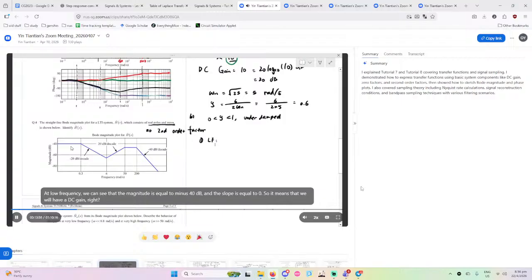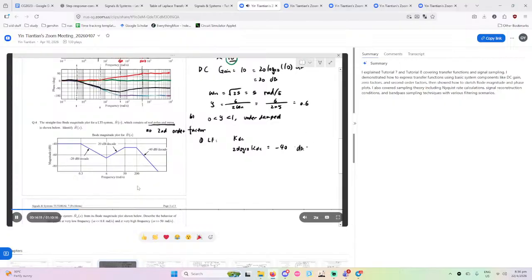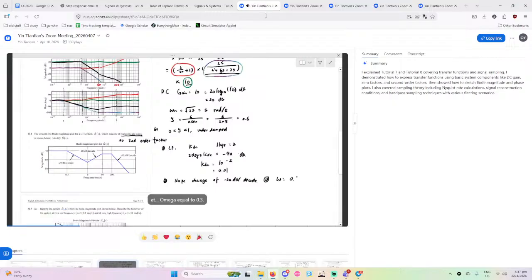We see that the magnitude is equal to minus 40 dB and the slope is equal to 0. So it means that we will have a DC gain, right? We will have K_DC. And how do we know the value of K_DC? We will have 20 times log 10 of K_DC equal to minus 40 dB, with a slope change of minus 20 dB per decade at omega equal to 0.3 radians per second.